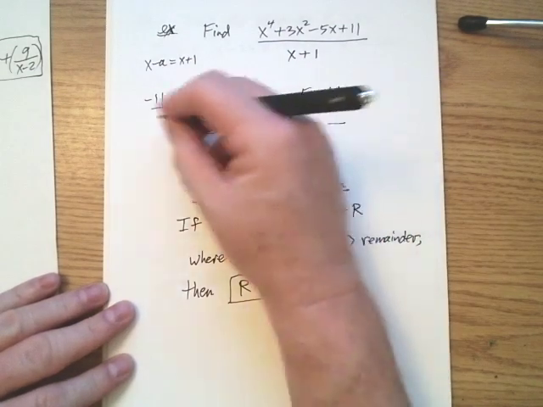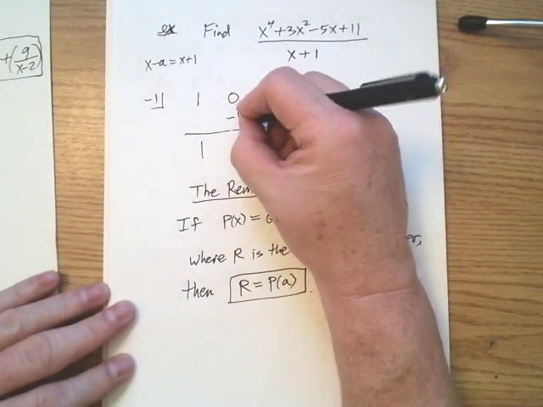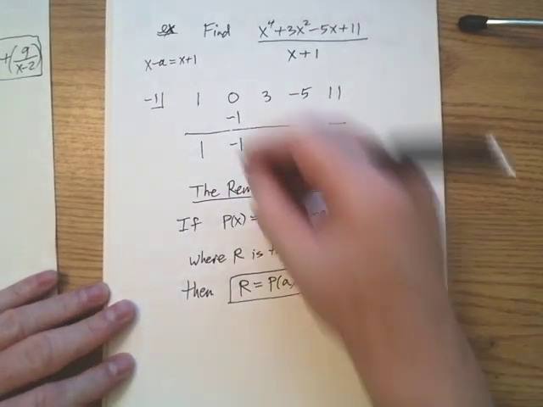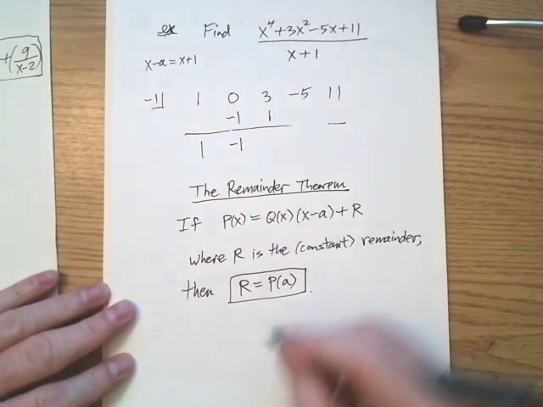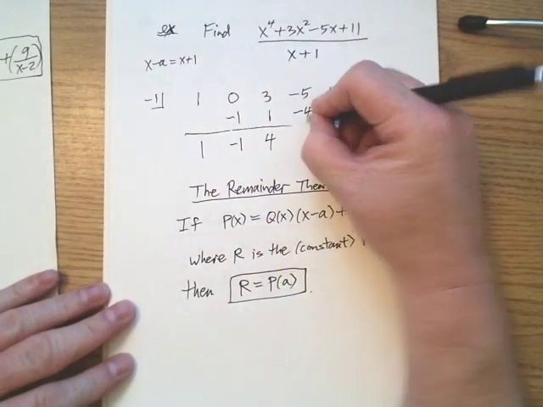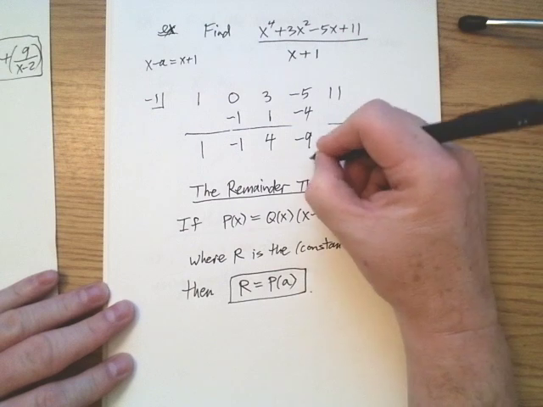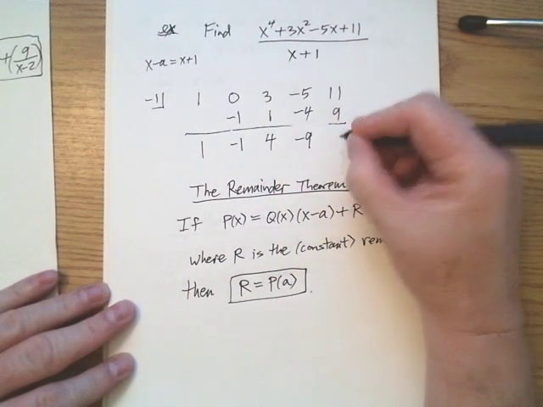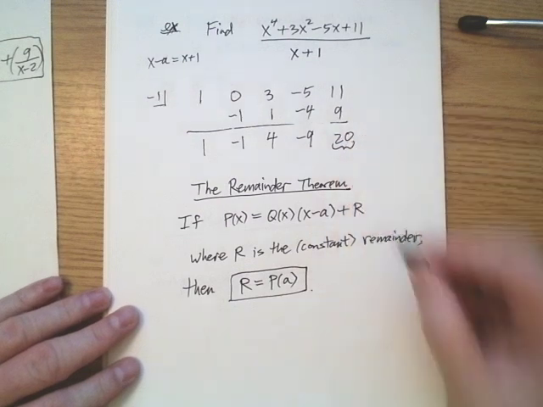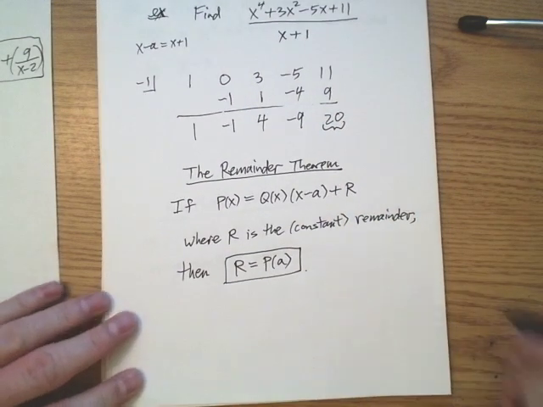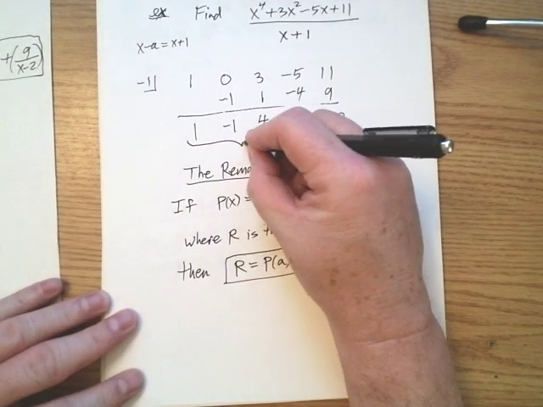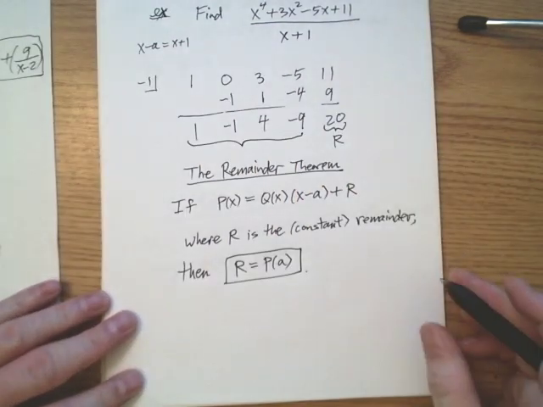Bring the 1 down and multiply. 1 times negative 1 is negative 1. Remember to add, not subtract. So we add those, multiply 1, add, we get 4. Multiply, we get negative 4. Add, we get negative 9. Multiply, we get 9. Add, we get 20. Okay? So you remember the very last number in our list at the bottom is actually the remainder. The rest of this was the coefficients of q of x.